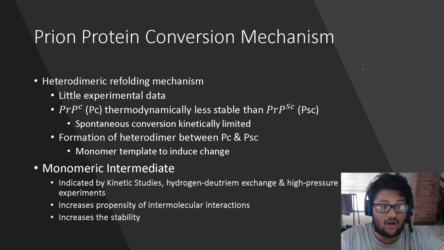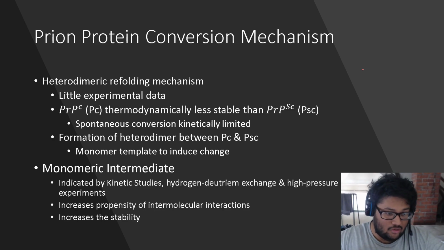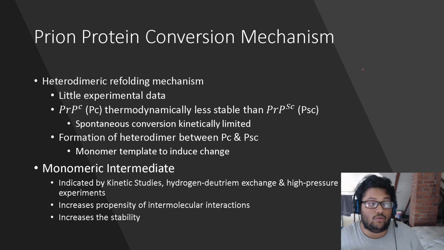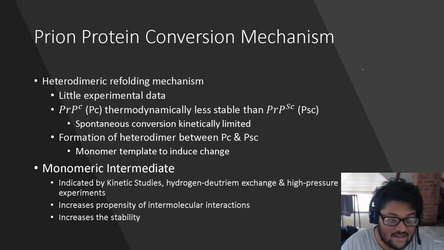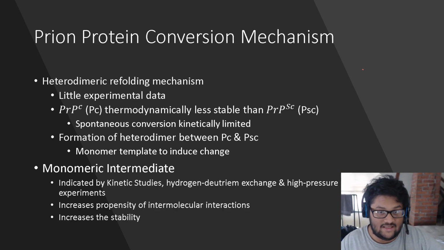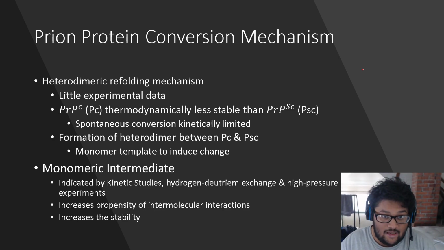And what they found out through several studies, I read close to 15, and I chose these ones because they had the most revolutionary effect on the research itself. The first one being the heterodimeric refolding mechanism, and what this one found out was that PRPC, which I'm going to refer to as PC from now on because I'm going to be saying this so much, is much less stable thermodynamically than PRPSC, or referred to as PSC from this point on.